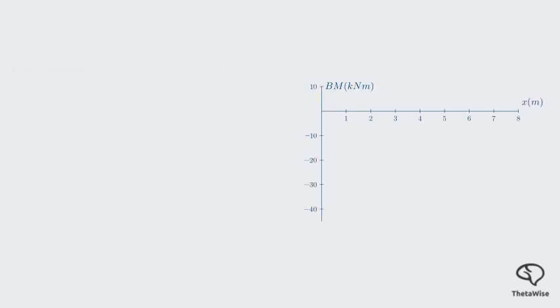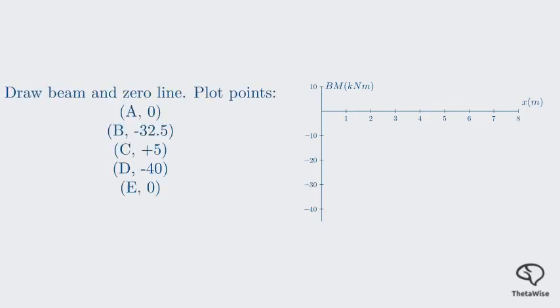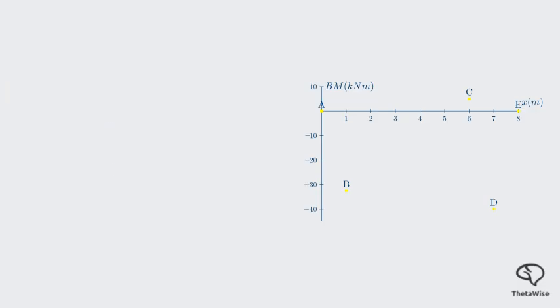First, we'll draw the beam and establish a 0 line for the bending moment. At A and E, the moment is 0. At B, we plot negative 32.5 below the line. At C, we plot positive 5 above the line. And at D, we plot negative 40 below the line. Now let's connect them with the correct shapes.